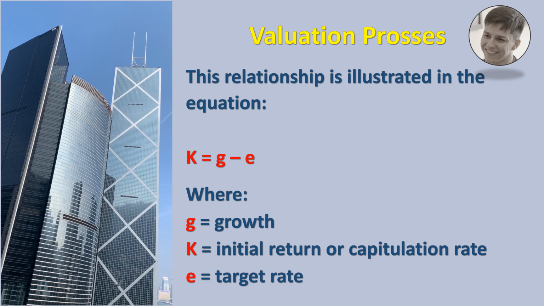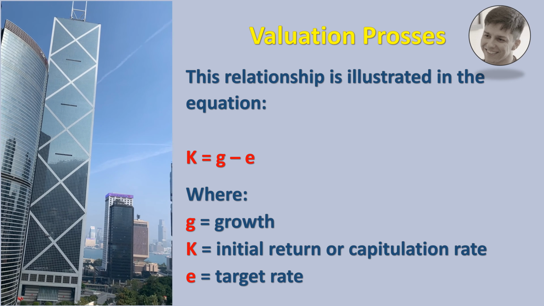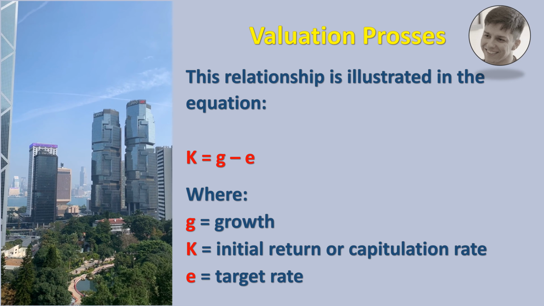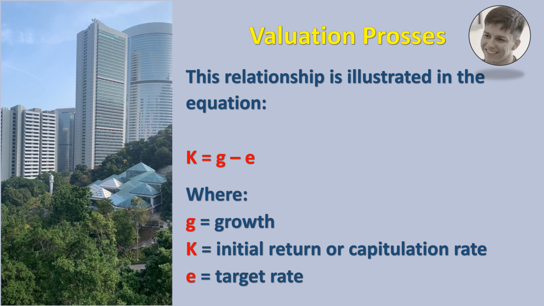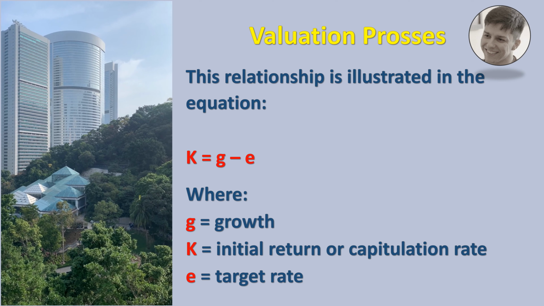This relationship is illustrated in the equation K = G - E, where G is the growth, K is the initial return or capitalisation rate, E is the target rate.